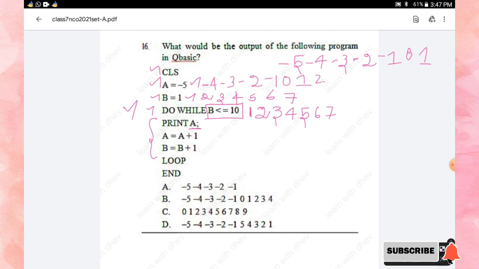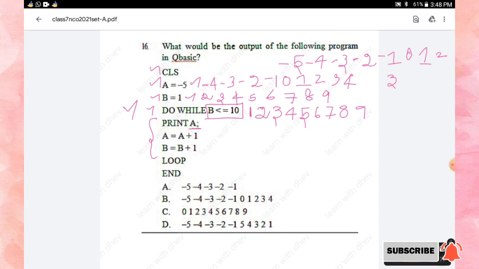Then it becomes 2, it becomes 8. Then it will check the condition. 8 less than or equal to 10, it is true. Then print the value of A here, it is 2. Then it becomes 3, it becomes 9, then the condition will check. So it will print the output as 3. Right.